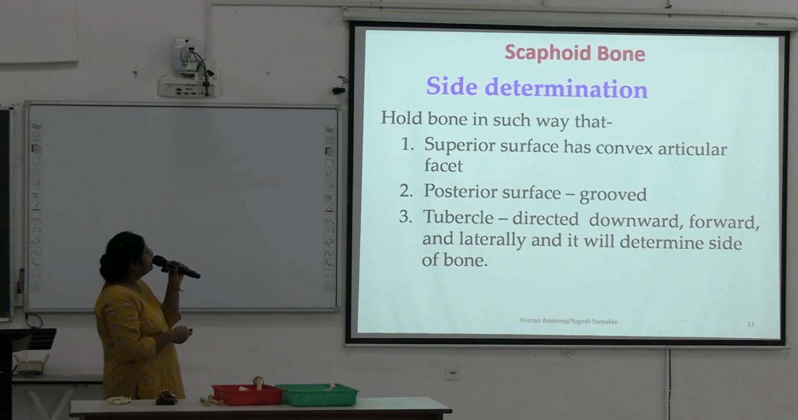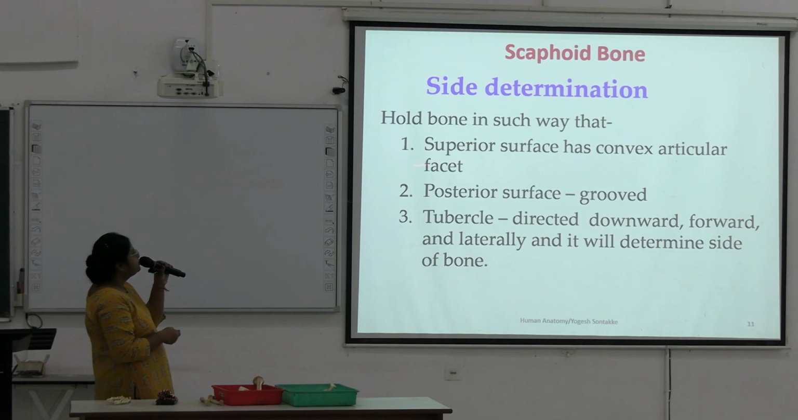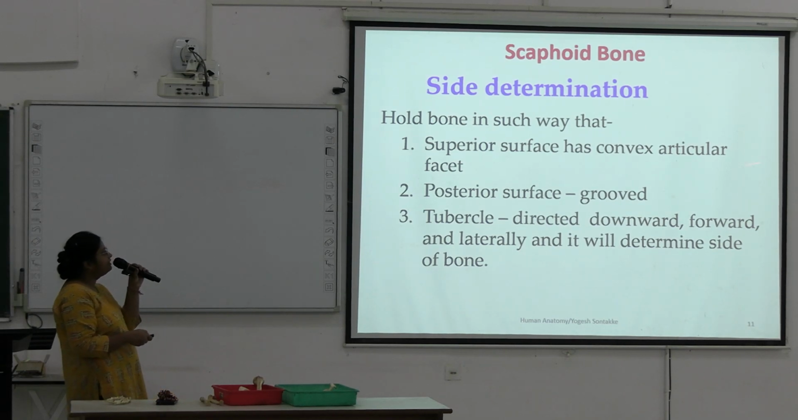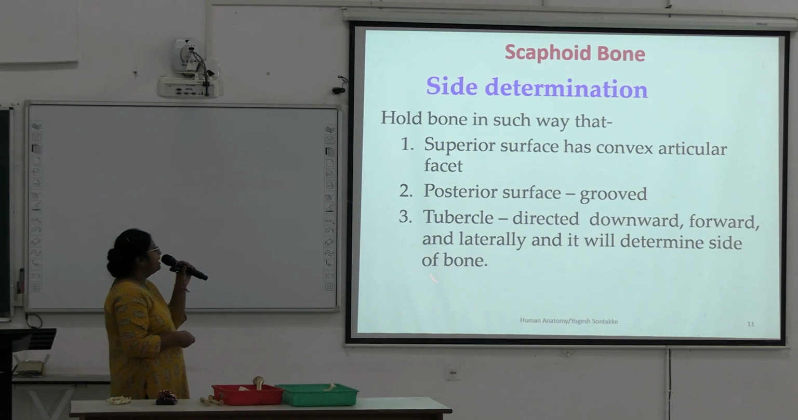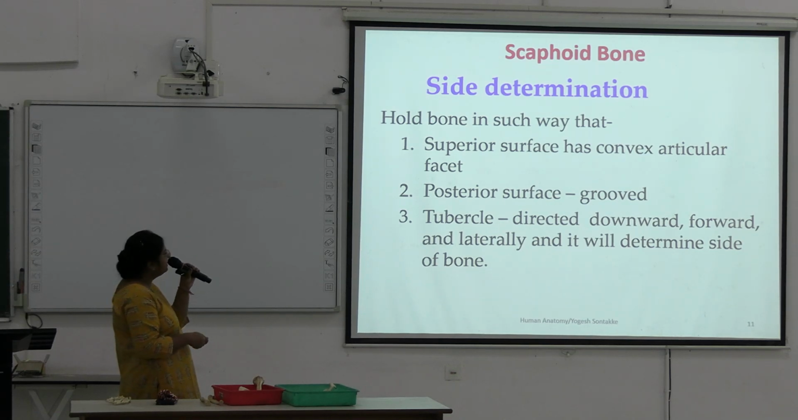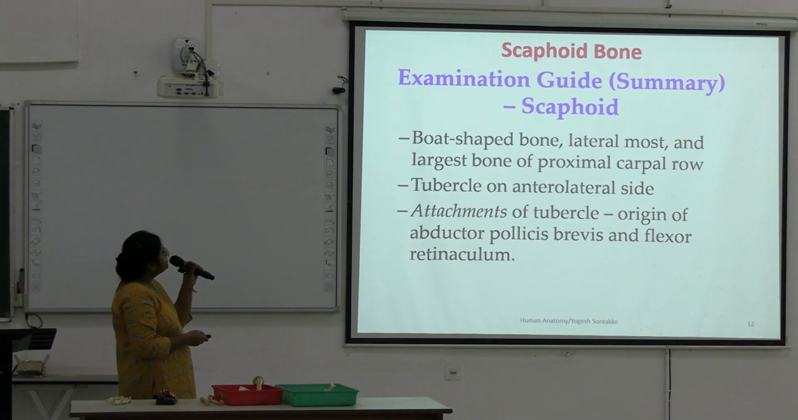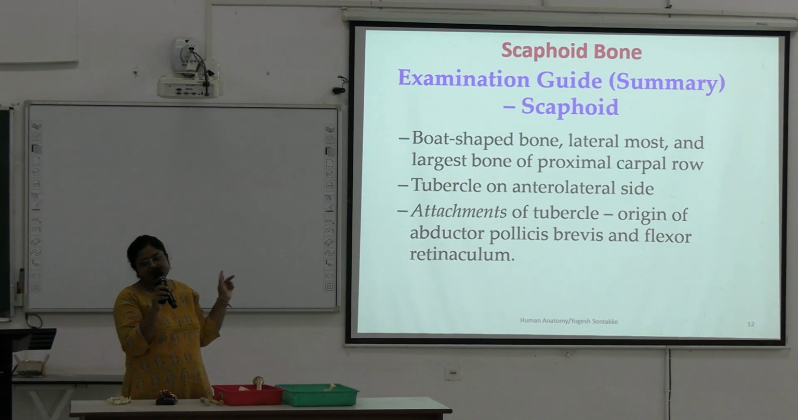Okay, so this is side determination. Superior surface has a convex articular facet. Posterior surface is grooved and there is a tubercle which is directed downward, forward and laterally, and it will determine the side of the bone. Place the tubercle laterally. So it is a boat-shaped bone. Shapes of these carpal bones are asked in your viva.